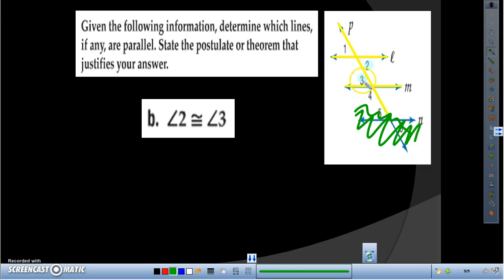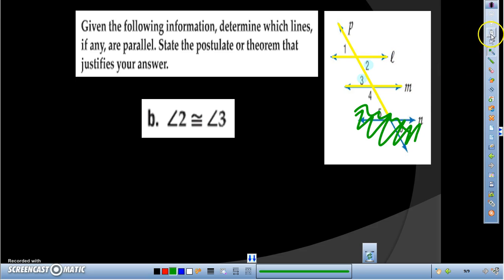Okay, they're on the inside, making them interior. They're on opposite sides of the transversal. So they're alternate interior angles. So if I know that alternate interior angles are congruent, I can say that the lines are parallel.